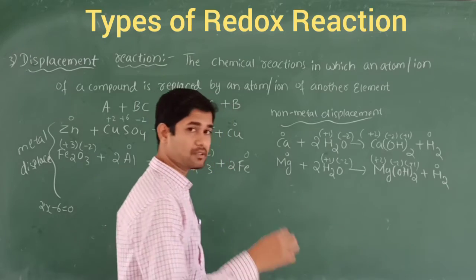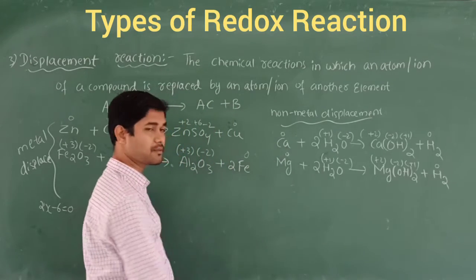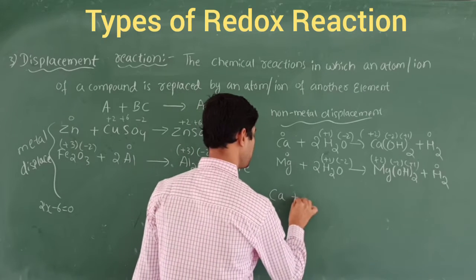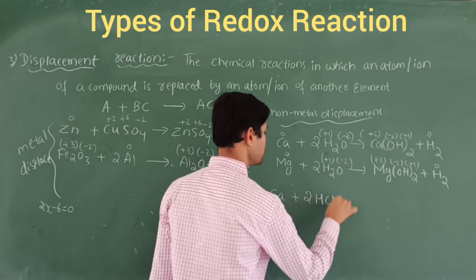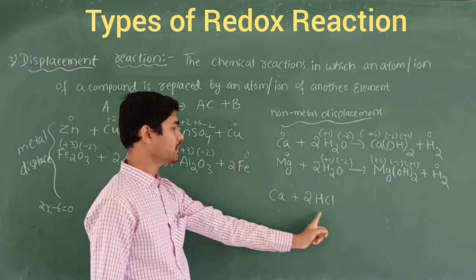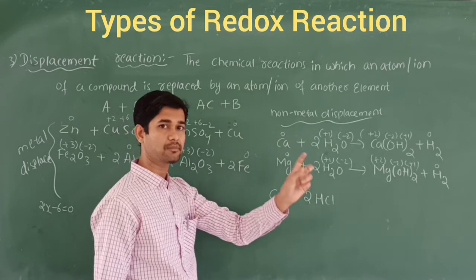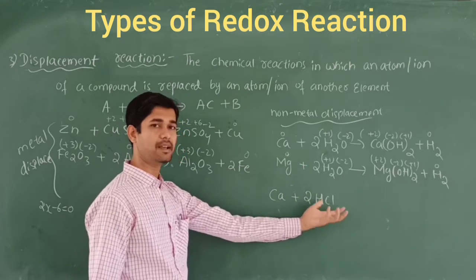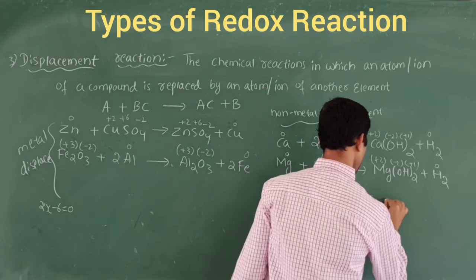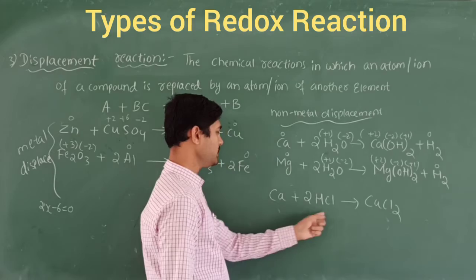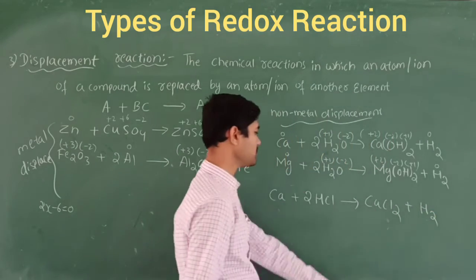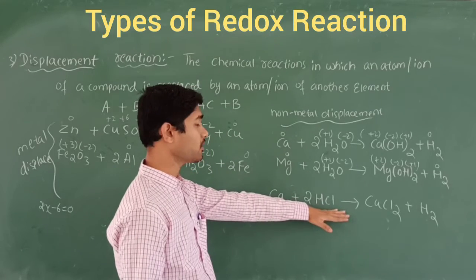Let's take a few more examples that also come under the non-metal displacement reaction. Now I am going to take calcium plus 2HCl. Here the hydrogen gas is going to be eliminated from the acids, because HCl is an acid, right? So what are we going to obtain here? We are going to obtain calcium chloride, CaCl2, plus hydrogen gas.